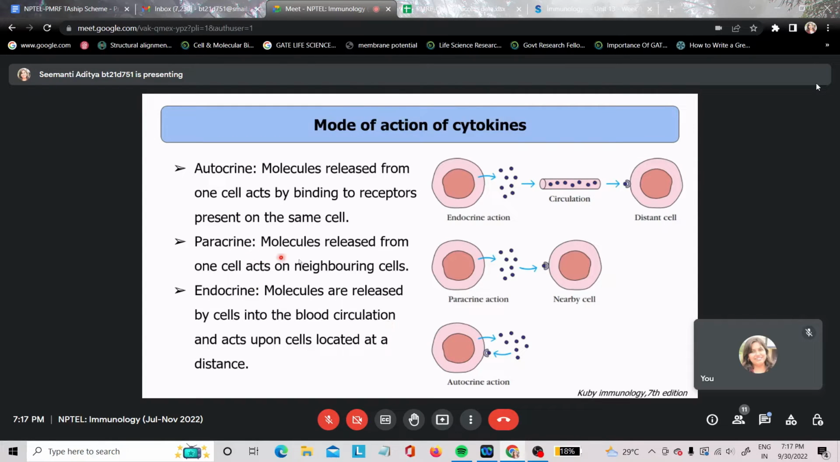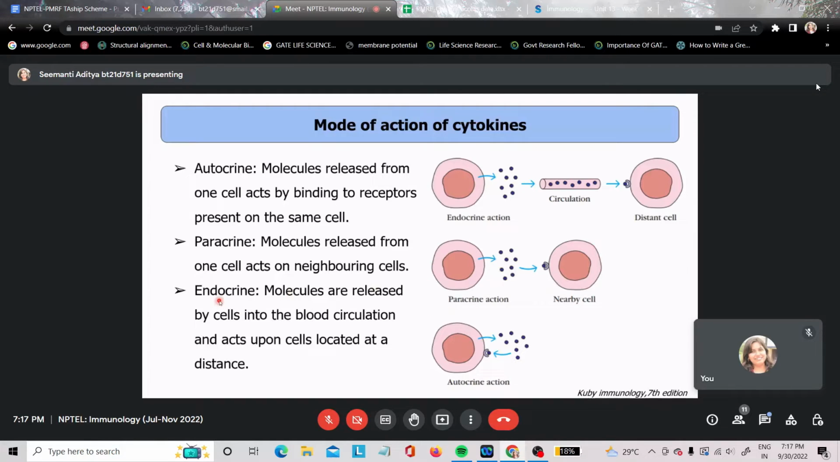What do you mean by paracrine signaling? Paracrine signaling happens when cytokine molecules are released from one cell, and these cytokine molecules go and bind to the receptor of a nearby cell or neighboring cells, and it will show the effect on this cell. So this cell will undergo any kind of signaling or any kind of movement or whatever downstream pathways. So cytokines released from one cell acting upon a nearby cell, this mode of action is known as paracrine mode of action.